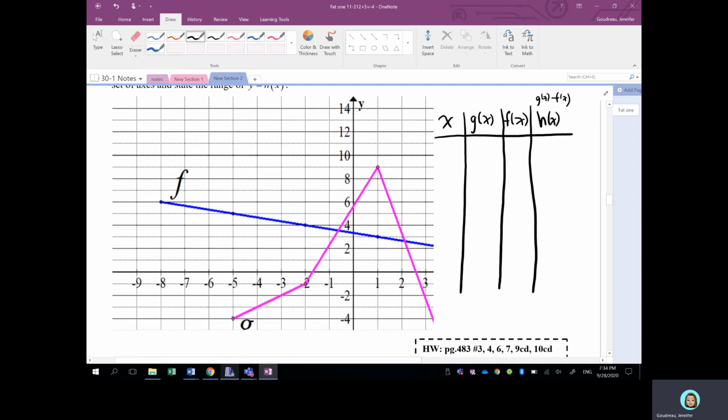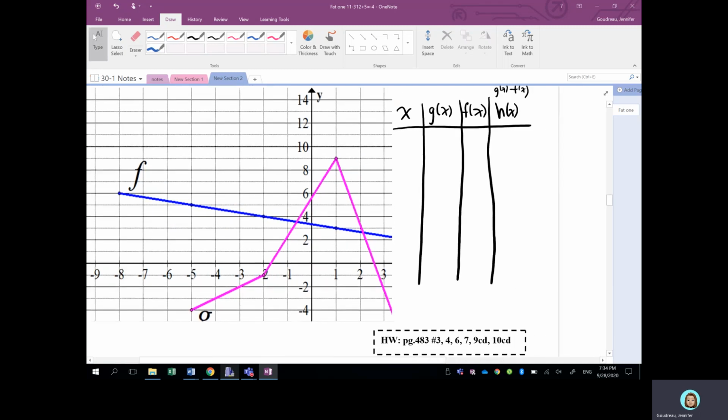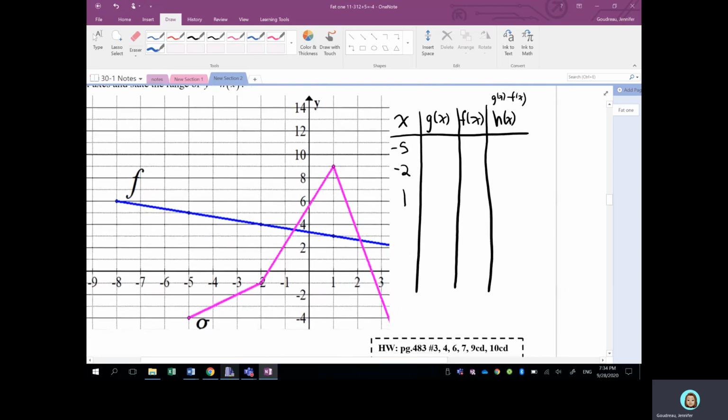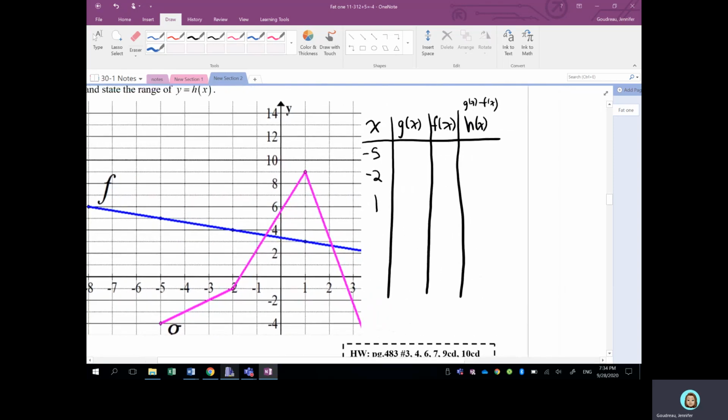Now I recognize right away that g doesn't start till -5, so we can only go to -5 there. And the graphs seem to continue on, but I would probably go about as far as 3. So let's look at what the major points are. I'm going to use x equals -5. Let's use x equals -2. We'll use x equals 1, which looks like a good one. And then that's about it that we can see for the graph. So those are going to be our 3 points that we're going to look at and plot.